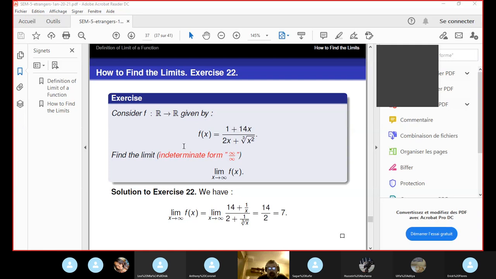Now we want to find the limit of a function as x goes to infinity. The function is given as 1 plus 14x over 2x plus the cubic root of x squared. In this case, we can say that it is an indeterminate form like infinity over infinity. So how do we work with this limit?